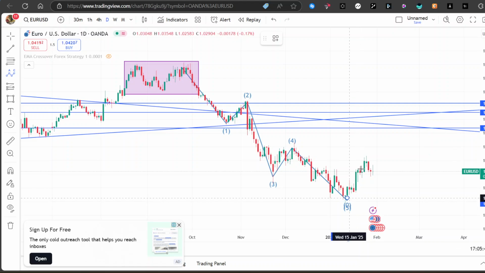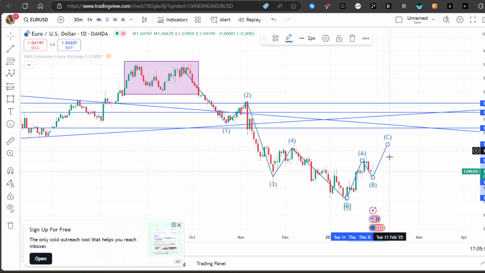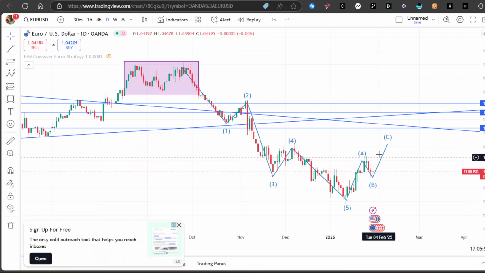Now, as for identifying the 3-wave pattern, you can see this is the first A, B, then we could possibly have C to somewhere around here or somewhere around here, right? So basically this is the indicator on TradingView that can help you to just plot these waves easily, both the impulse waves and the corrective waves.